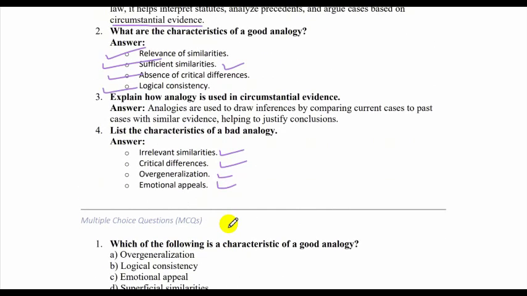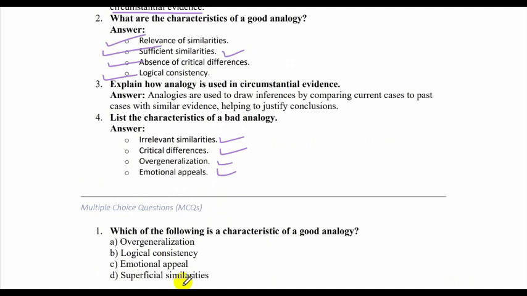Okay, let's go with MCQs. Which of the following is a characteristic of a good analogy? Overgeneralization is not a characteristic of a good analogy. Logical consistency, yes, good analogy. There is a logical consistency. Emotional appeal, we don't use emotional appeal in this. We should not use it. It's a form of a bad analogy. Overgeneralization is also not good. Superficial similarities. Superficial similarities is a bad form of analogy.